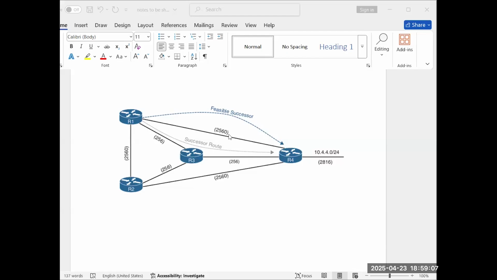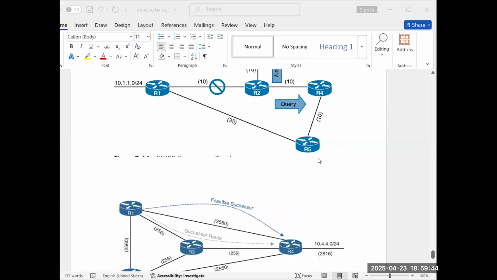Right. So now the feasible successor is not going to hold any traffic. We want to load balance some of the network traffic to this route as well. For that, we are going to use a variance component. How the variance is calculated is, like I said, in the show IP route output, you will get to know the destination and the next hop IP. From there, you can get the FD distance.